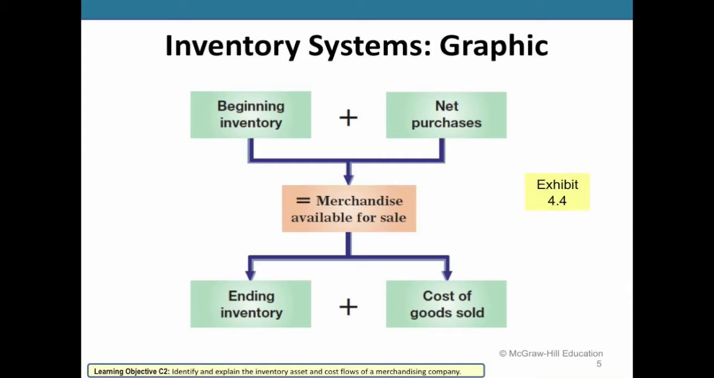Generally, what we're talking about here is for something to be available for sale, it has to come from one of two places. Either we already have it or we have to get it. Here, having it is it coming from beginning inventory. Getting it is net purchases. And then the entirety is available for sale, and it's got to go to one of two places. Either we use it or we store it. Storing it, is it ending up in ending inventory? And using it, is it becoming part of that cost of goods sold?